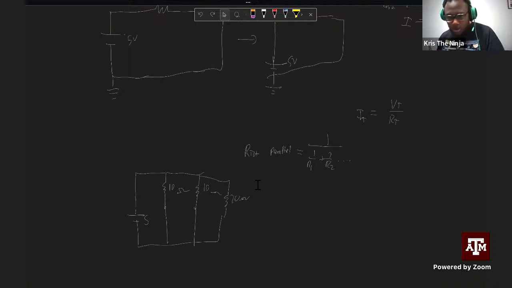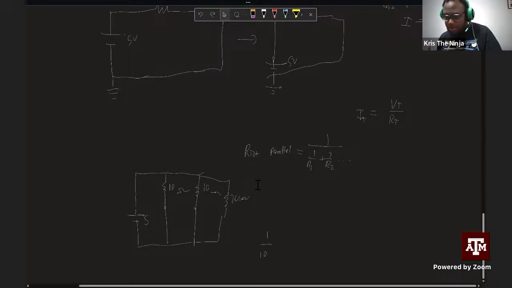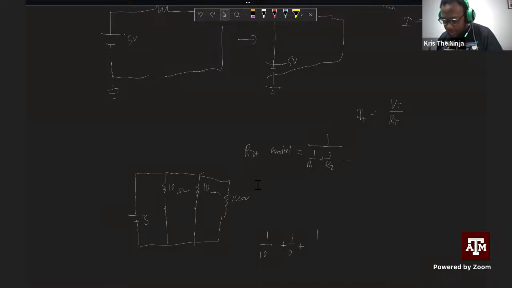So for this part, you would do 1 over 10, this is the easiest way to do it. So 1 over 10 plus 1 over 10 plus 1 over 20, and that equals 1 over RT.